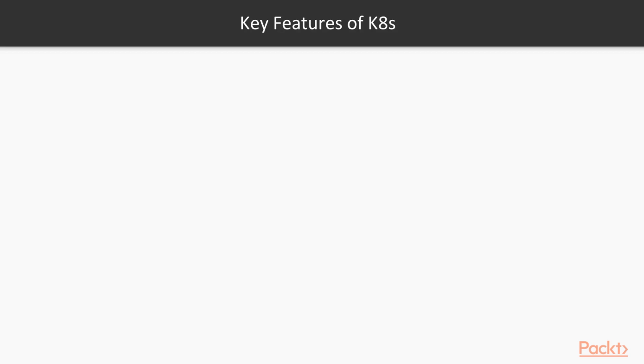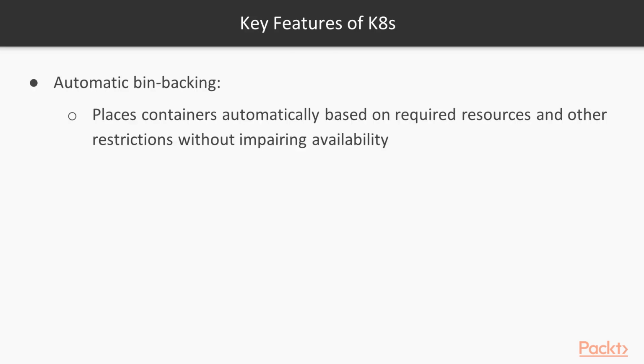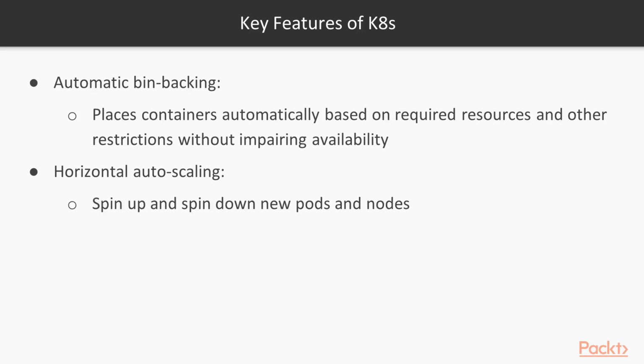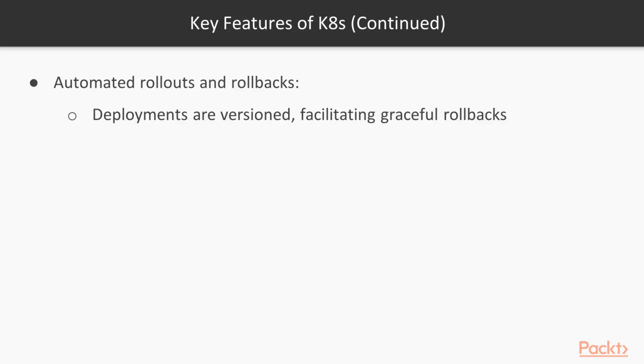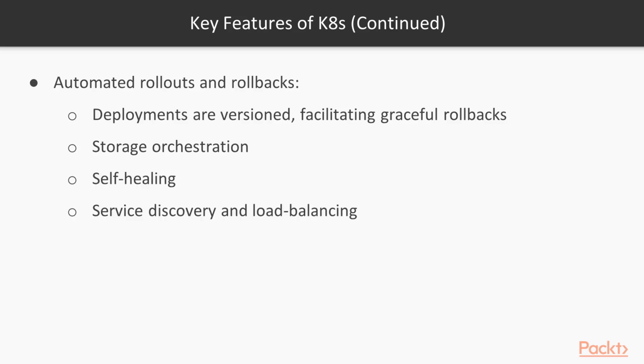Now let's look at some of the key features of Kubernetes. The first feature is automatic bin packing. This feature distributes containers across different virtual machines on a network, depending on the required resources and other restrictions without impairing availability. The next feature is horizontal autoscaling. This feature can spin up and down new pods and nodes using cheap commodity machines. The last feature is automated rollouts and rollbacks. In Kubernetes, deployments are versioned, facilitating graceful rollbacks, storage orchestration, self-healing, service discovery, load balancing, and finally, secrets and configuration management.